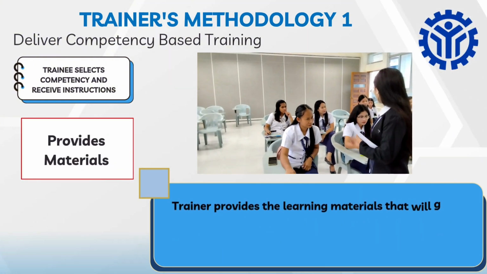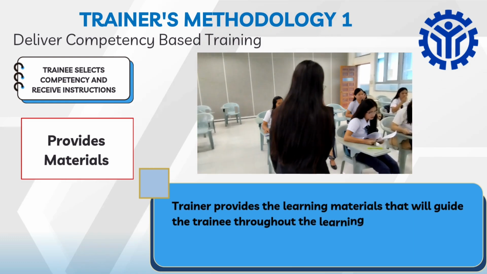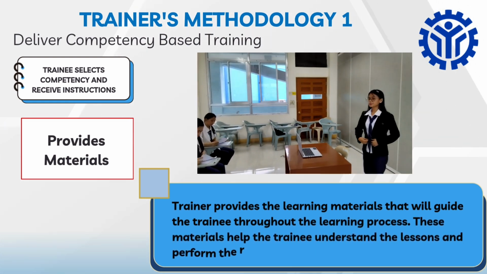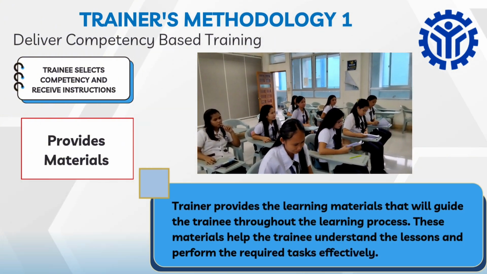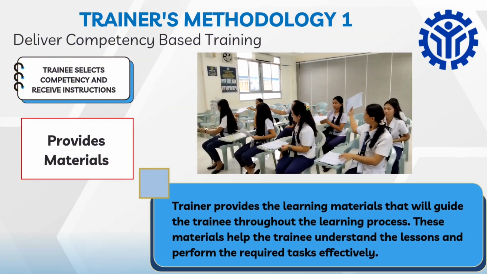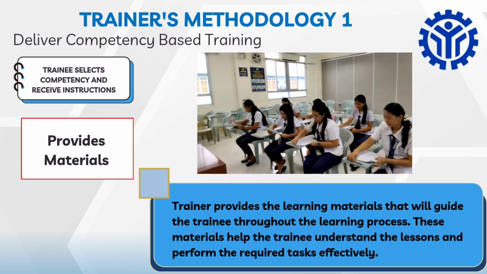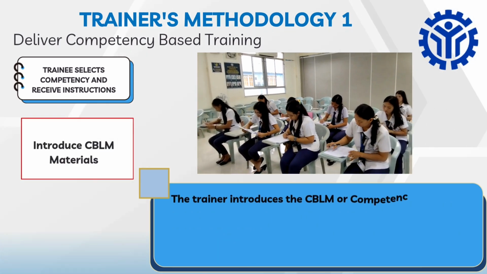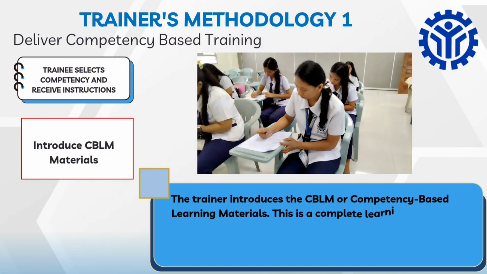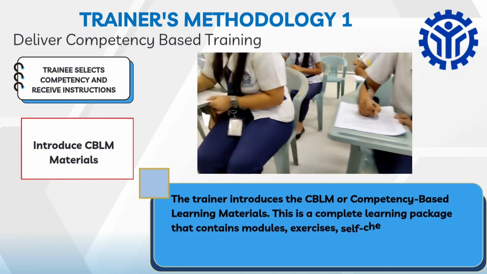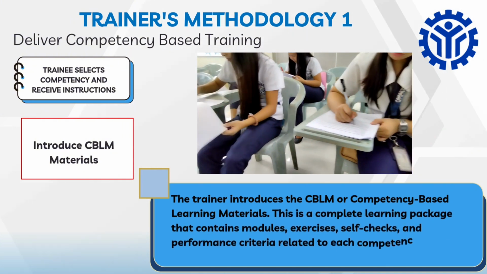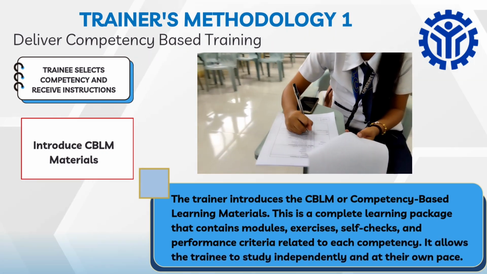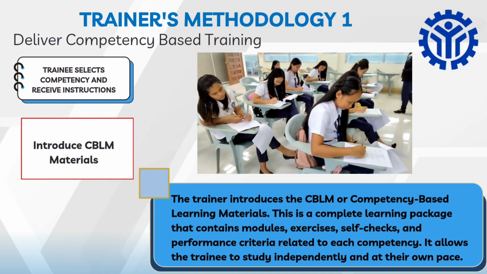Provide materials. The trainer provides all necessary learning resources such as learner's guide, handouts, or reference materials. These materials support the trainee in mastering the competencies at their own pace. CBLM. These are structured modules that contain lesson activities, examples, and self-checks aligned with the national competency standards. The trainer explains how to use these materials properly.